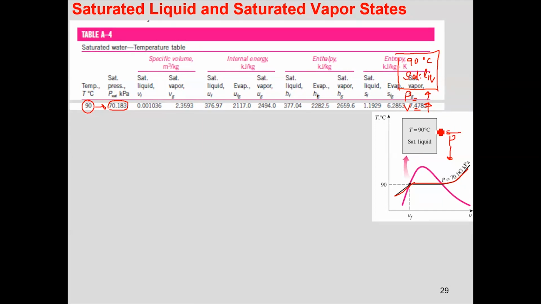This system would be at a pressure of 70.183 kilopascal. And what would be the specific volume of the system? In the liquid phase, 0.001006. So this would be the specific volume of my system since it is in the saturated liquid condition at the moment.